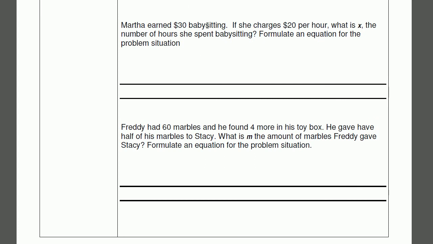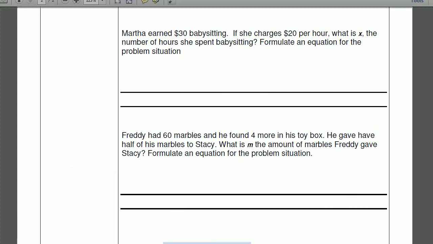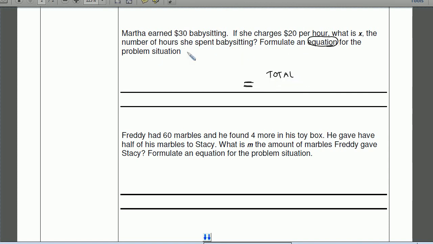Martha earned $30 babysitting. If she charges $20 per hour, what is x, the number of hours she spent babysitting? Okay, now in this case, they don't give us the word total, but we do need to find an equation. So we need an equal sign. And we know we have to have a total right here, right? But the word total does not appear in our problem. So we need to find what the total is without actually looking for the word total. It says Martha earned $30 babysitting.